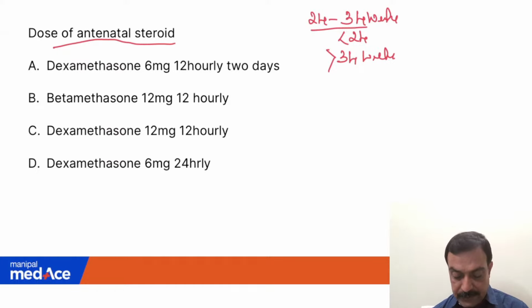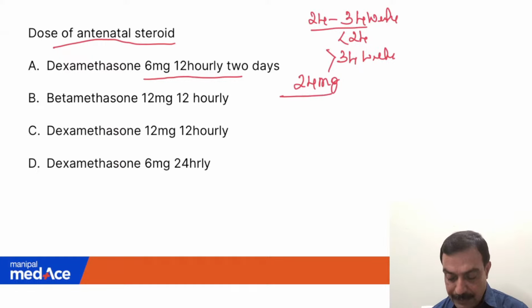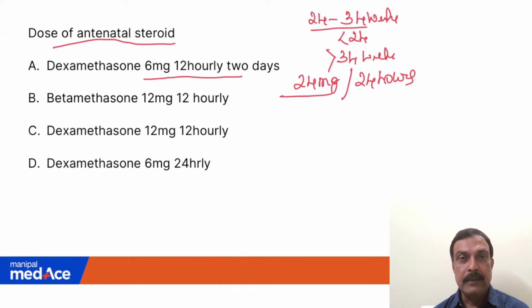The dose generally is 6 milligrams of dexamethasone given 12 hourly for 2 days. That is totally 24 milligrams, at least 24 hours prior to delivery, which will help in surfactant production by stimulating the type 2 pneumocytes in the baby's lungs. So this is the right answer here.